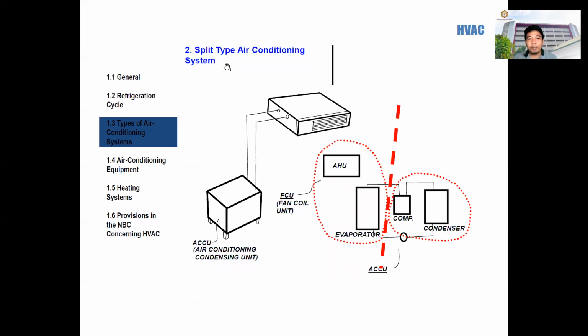Number two is the split type air conditioning unit. It is composed of the air conditioning condensing unit and a fan coil unit, so the ACCU and the FCU. So this is a split type air conditioning unit. Outside the building, you have the ACCU, the air conditioning condensing unit. And inside the building or inside the room, that is the FCU, the fan coil unit.